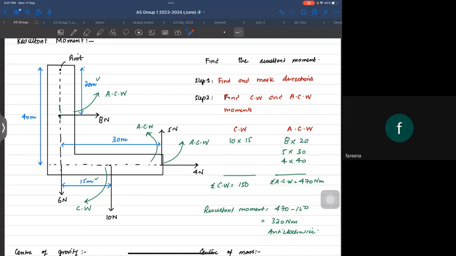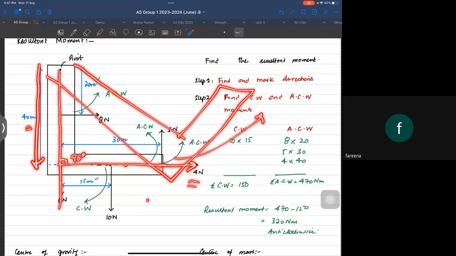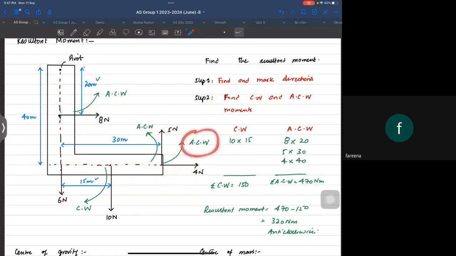The most tricky one is this 4. But don't worry. The 4, this is line of action. 4 is acting this way. Now, if you look at the line of action, this is 90 degrees from the pivot, and this is the perpendicular distance. So 4 into 40, and this is also trying that this goes this way. It's pulling it like that. That's why it is causing an anti-clockwise moment.